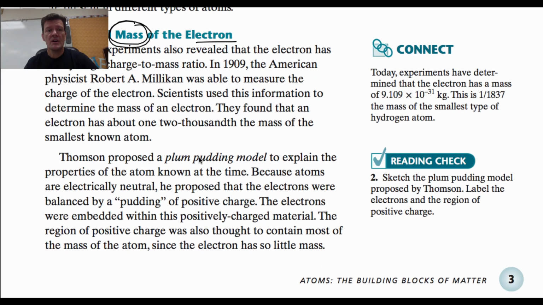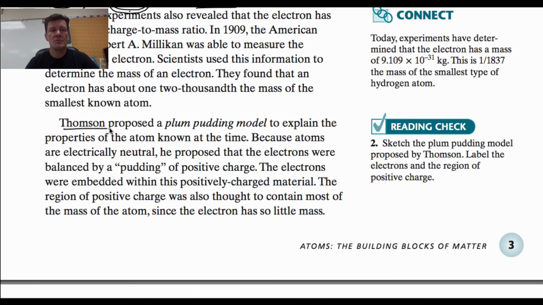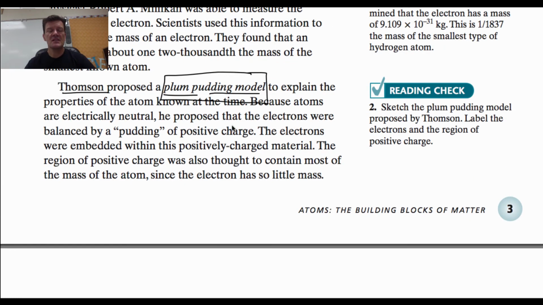And so we're going to look at the mass and the charge of that electron in just a second. He also proposed a model to explain what he was experimenting with, what he was finding out. He came up with what is called the plum pudding model, and you need to know this and understand what we mean by that. His plum pudding model basically said this.